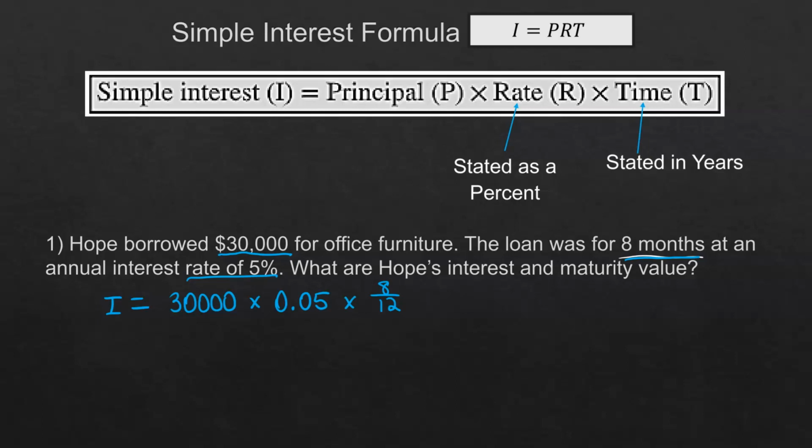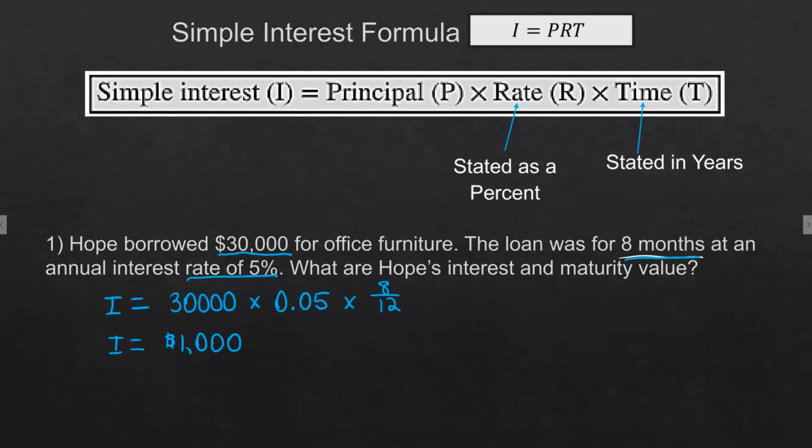Now, we basically just calculate interest. So you multiply with your calculator. You enter that in as 30,000 times 0.05 times 8 divided by 12, and you can do this all in one calculation. After doing that, you will get $1,000 in interest.